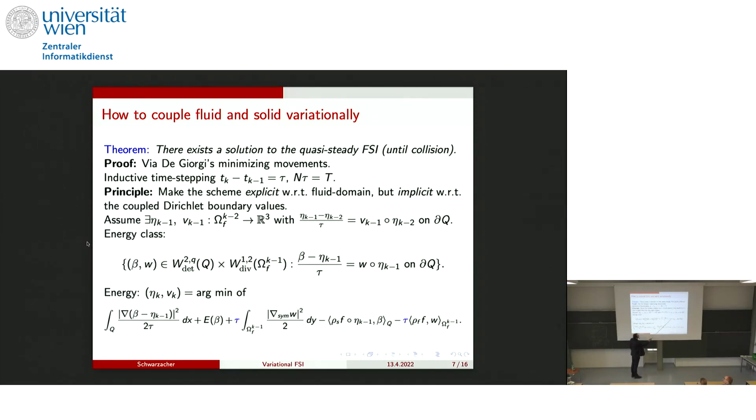And you need to make sure that the boundary values are correct. So you minimize over all possible new states with a velocity that satisfies the right boundary conditions. And this does the job. If you do this, then you realize that if you calculate the Euler-Lagrange equation, it's an approximation of your coupled equation.